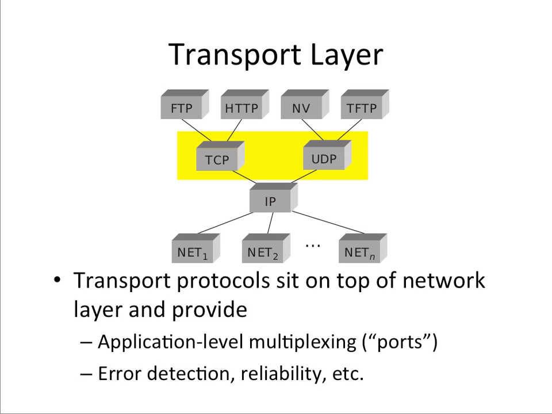So the question is, why is it okay for HTTP to assume that these messages are going to go to the server and come back reliably? The reason why it's okay for HTTP to assume that is because it's using some transport protocol, and that happens to be TCP in your homework. You could use another one called UDP, and the result would not be guaranteed. So the transport protocols sit on top of the network layer and provide application-level multiplexing. We'll talk about that. That's an important functionality, and also error detection and reliability.